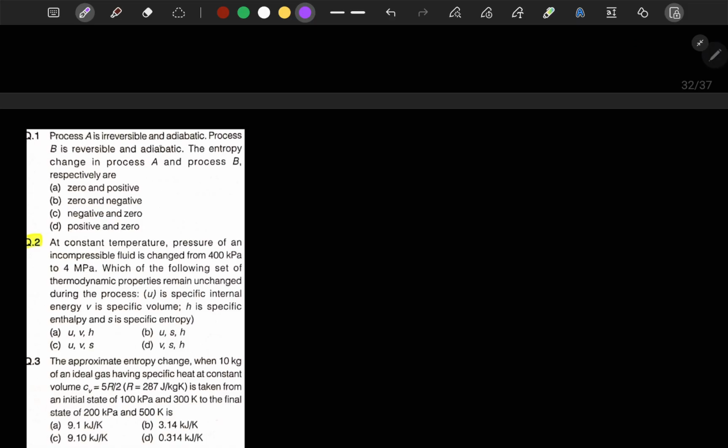Since process A is irreversible and adiabatic, and process B is reversible and adiabatic, we have to calculate the entropy change. We know that ds in a process can be written as ds generation plus dq by t, or del q by t. Since both processes are adiabatic, we can directly put this equal to 0. So this ds will be totally dependent on s generation.